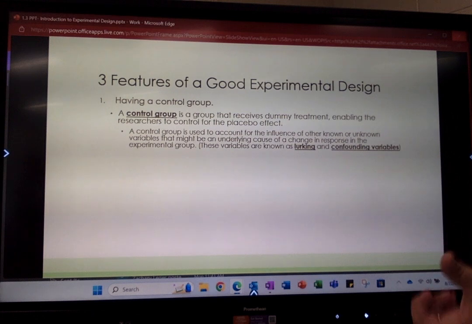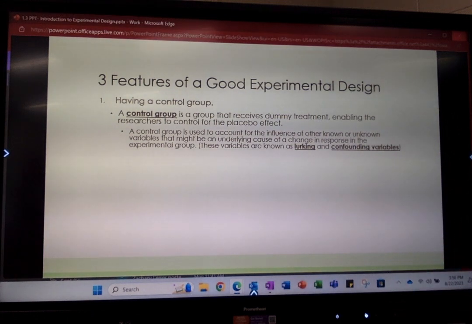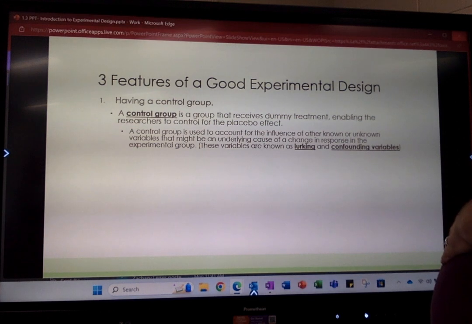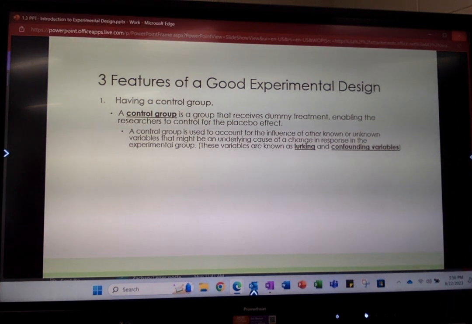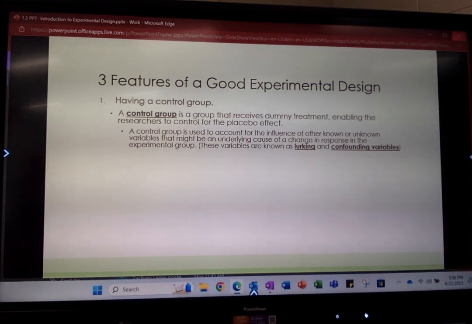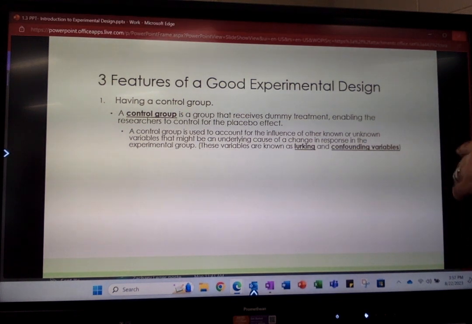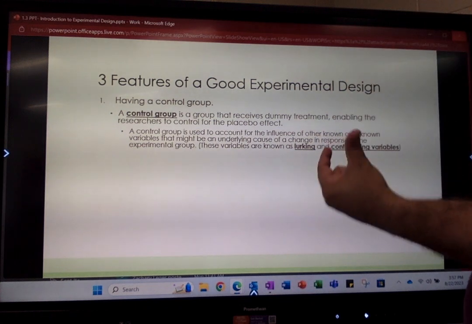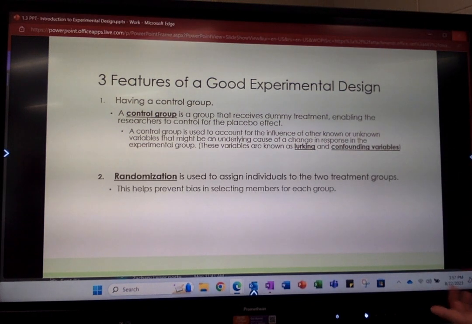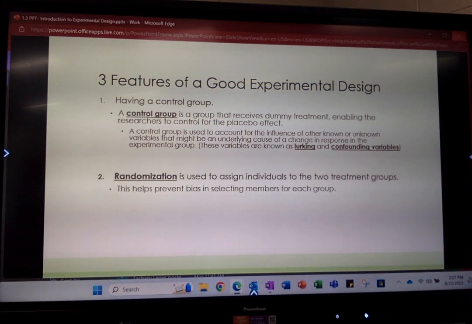Right? A control group is used to account for the influence of other known or unknown variables that might be an underlying cause of a change in response in the experimental group. These are what's known as lurking or confounding variables. So lurking variables are these known or unknown variables that could be a cause of a change in response in the experimental group. Then you also have randomization. Randomization is used to assign individuals to the two treatment groups.